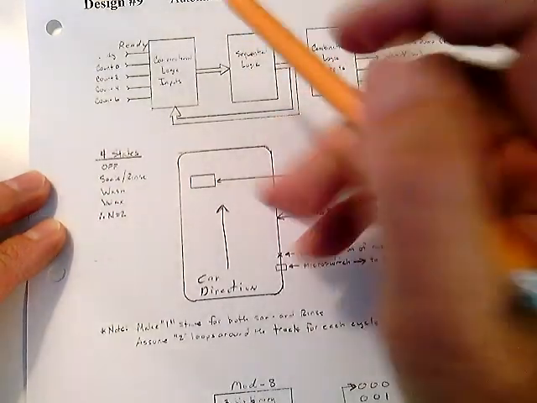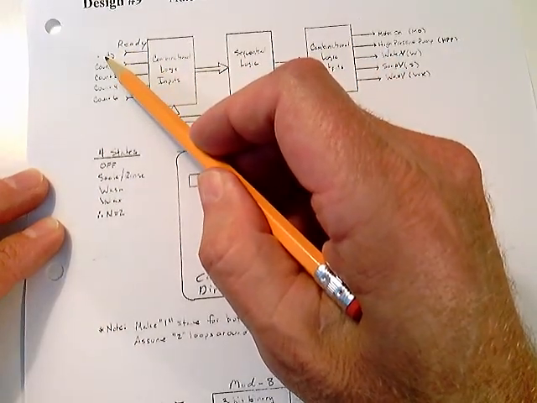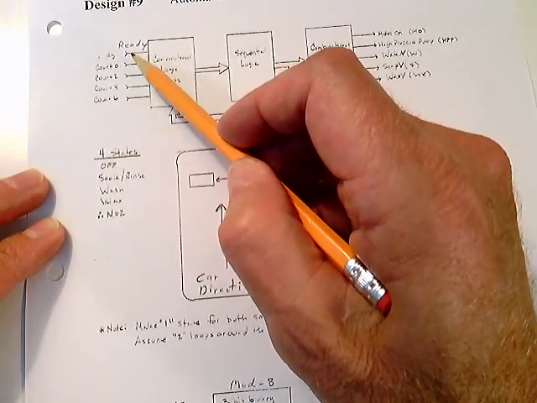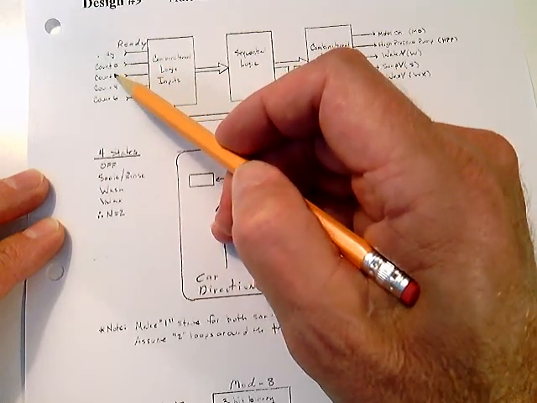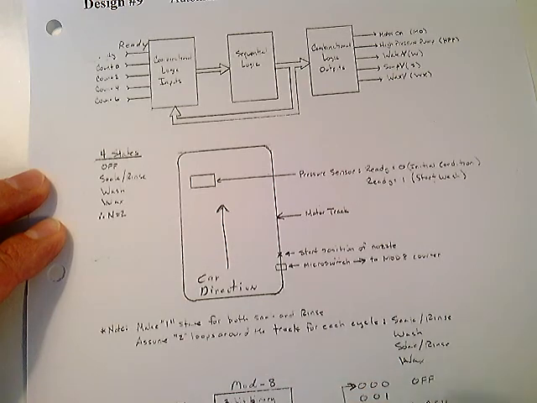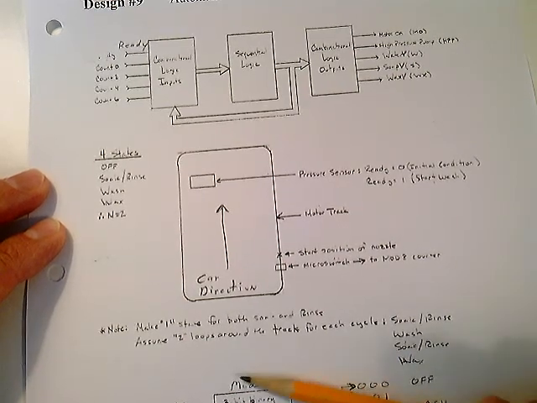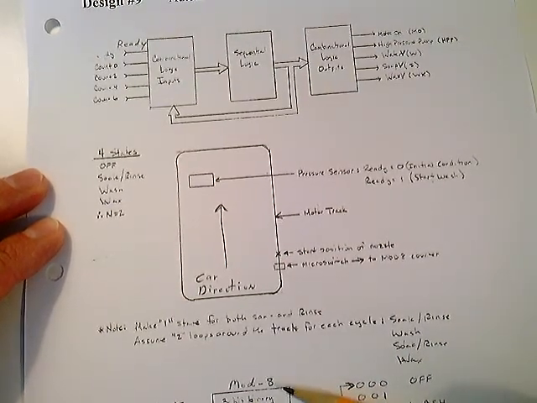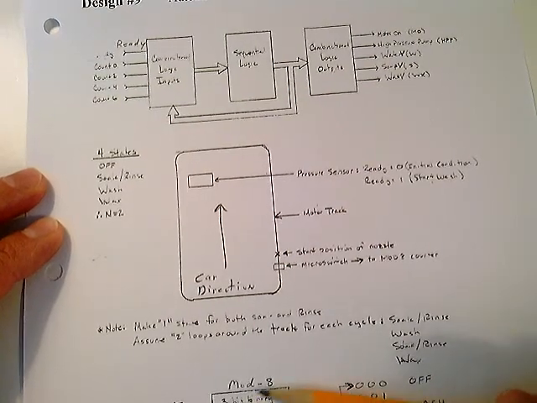Now, that's what this says here, ready. You can't read it, but that's one of the inputs. Then you'll have a count 0, a count 2, a count 4, and a count 6. Well, what's that all about? Well, you just design a mod 8 counter. A mod 8 counter is just going to have 8 states. And you know how to design a mod 8 counter.